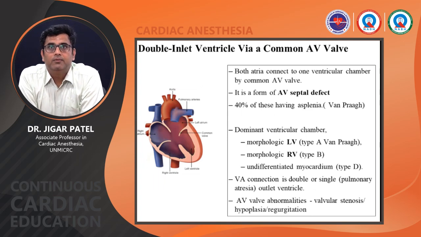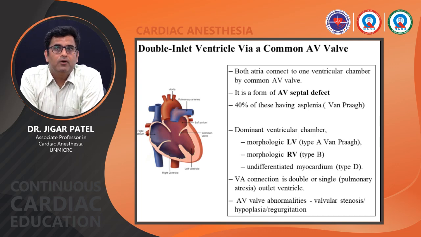Now the third common type is a double inlet ventricle via a common AV valve. So here both atria are connected to one ventricle by a common AV valve. It is a form of AV septal defect, and 40% of these patients have asplenia. Here the dominant ventricular chamber, if it is LV, then it is type A Van Praagh. If it is RV, then it is type B. And if there is an undifferentiated myocardium, then it is type D. Here the possible ventricular arterial connection is a double inlet, double outlet, or single with pulmonary atresia. And AV valve abnormalities are commonly present, like valvular stenosis, hypoplasia, or regurgitation.